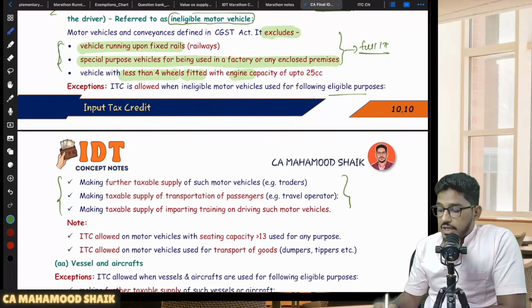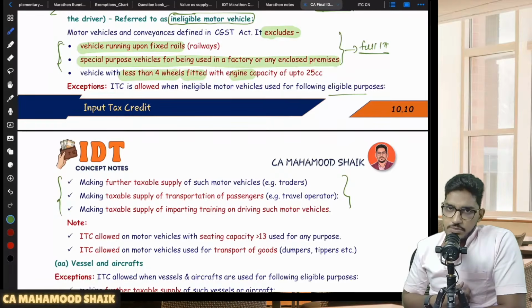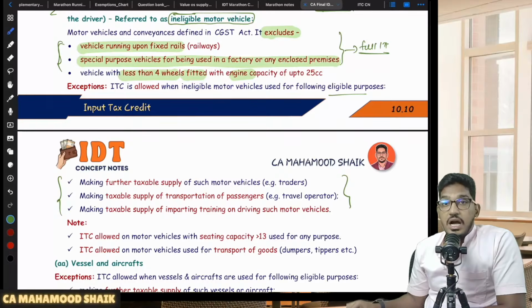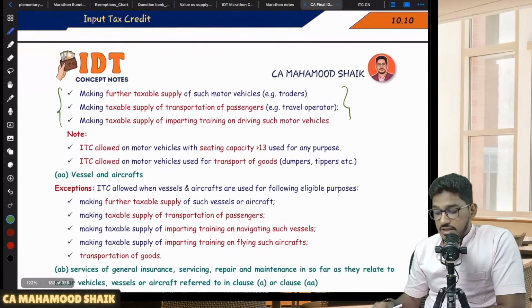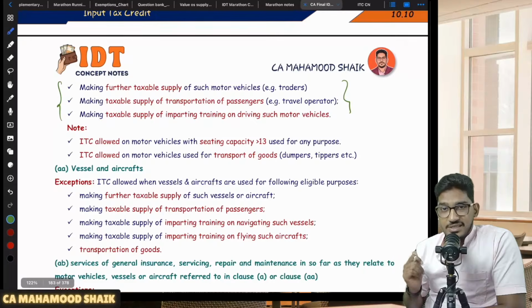But as I was saying, even if you are buying an ineligible motor vehicle, let us say I am purchasing a car, with a seating capacity of 5. A car is designed to carry passengers having a seating capacity of less than or equal to 13. So it is an ineligible motor vehicle, and ITC is not available for me. However, if I am purchasing that car but using it for eligible purposes, then I can claim ITC.